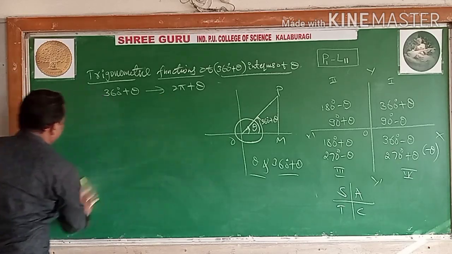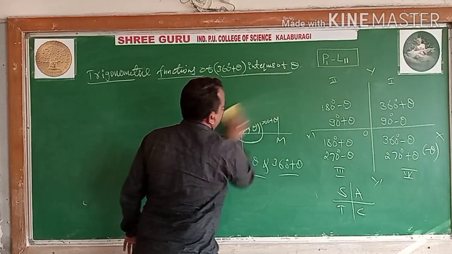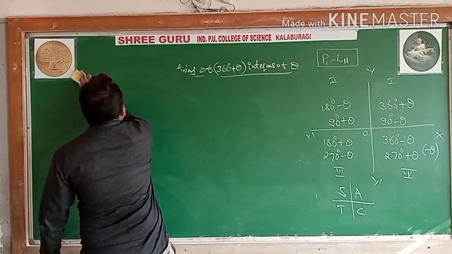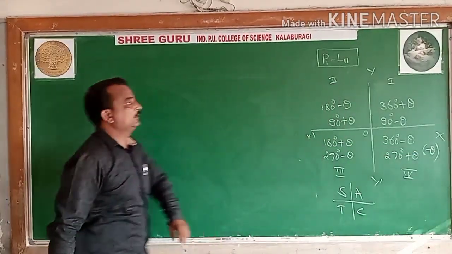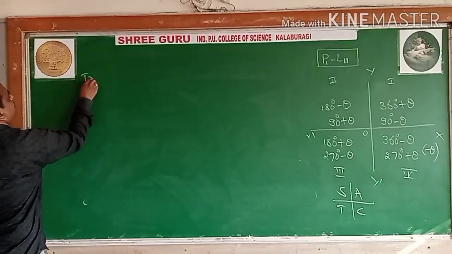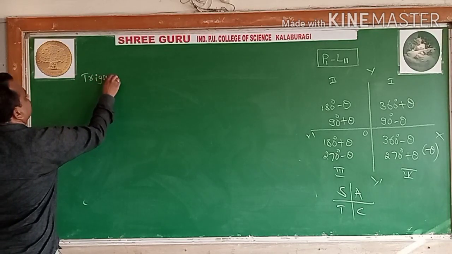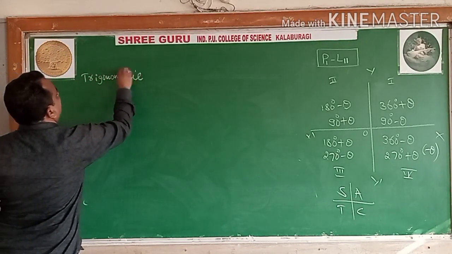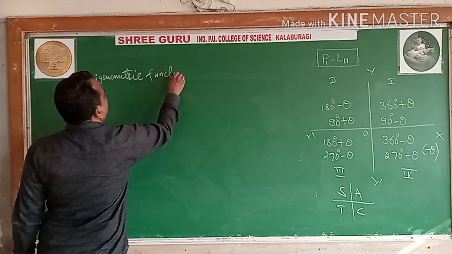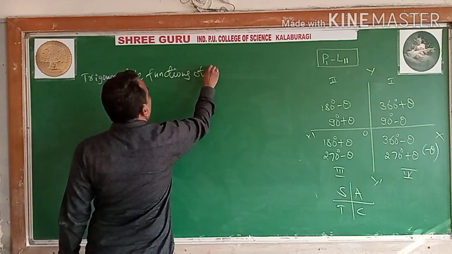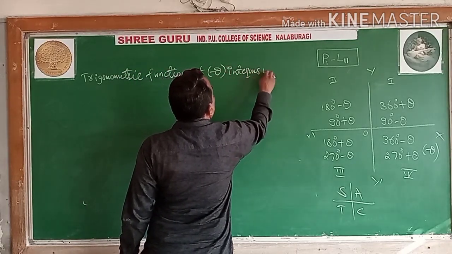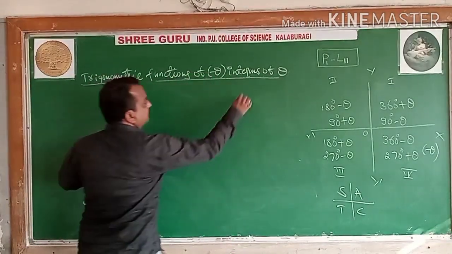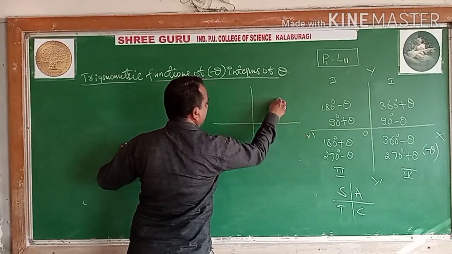Now let us come to the trigonometric functions of the last remaining one, minus theta. Trigonometric functions of minus theta in terms of theta. See diagrammatically.